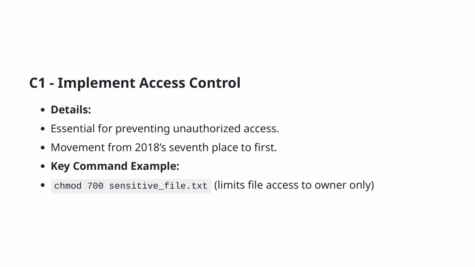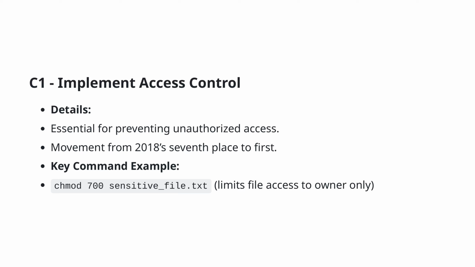Moving on to the first proactive control, implement access control is a foundational step in securing your applications. This control is absolutely essential in preventing unauthorized access to your systems. Its importance is underscored by its climb from the 7th place in 2018 to the top spot currently. When we talk about implementing effective access control, it involves confining access based on the principle of least privilege. This principle ensures that users have only the access necessary to perform their tasks, thereby minimizing potential security risks.